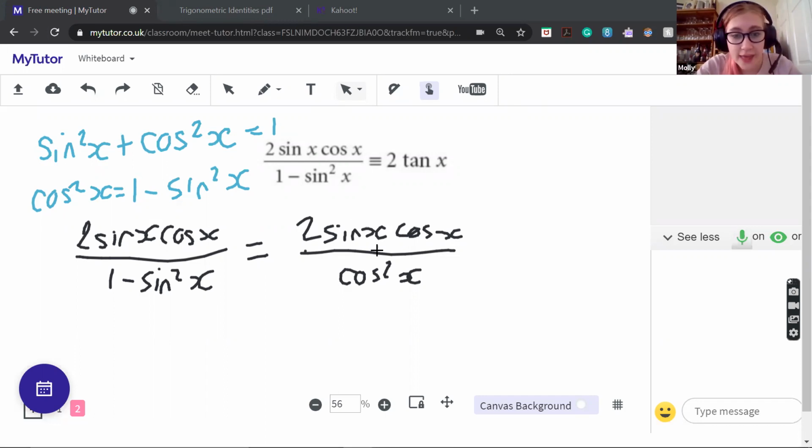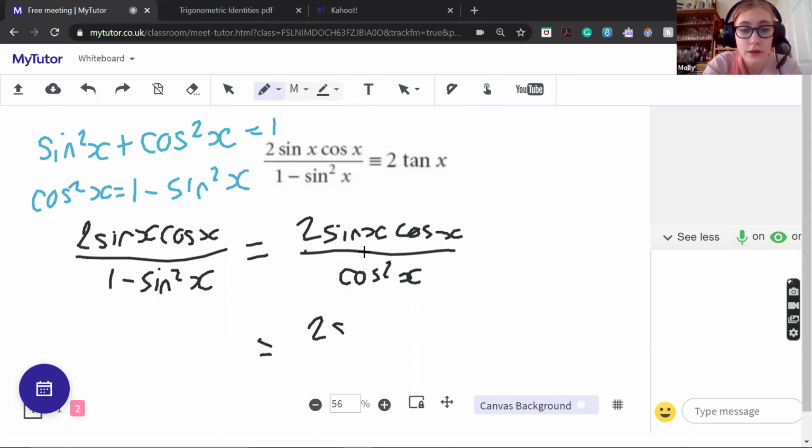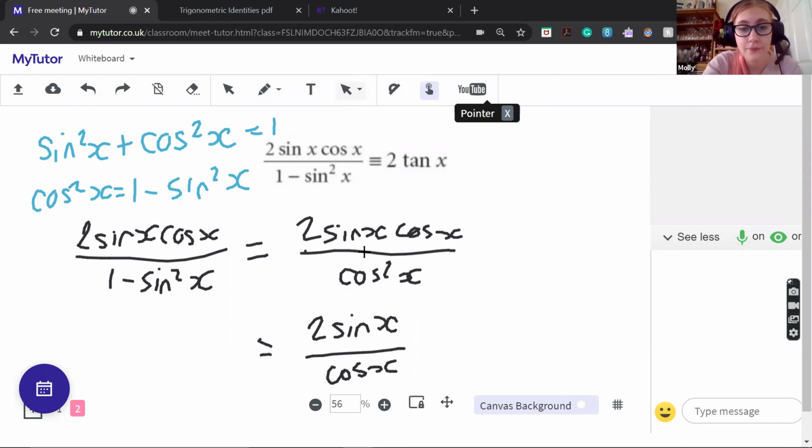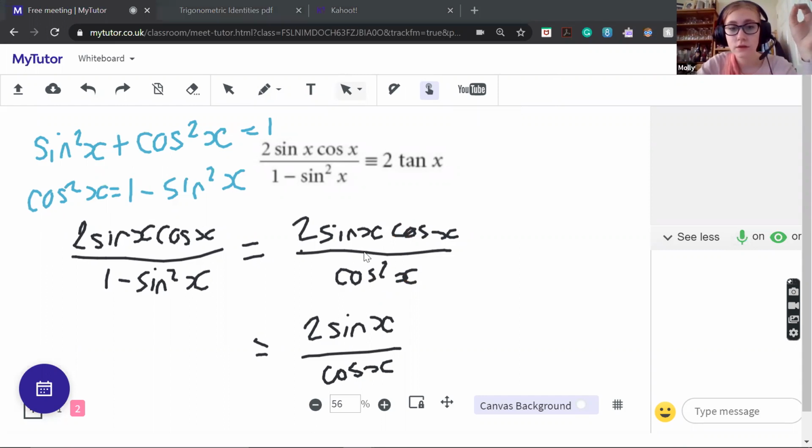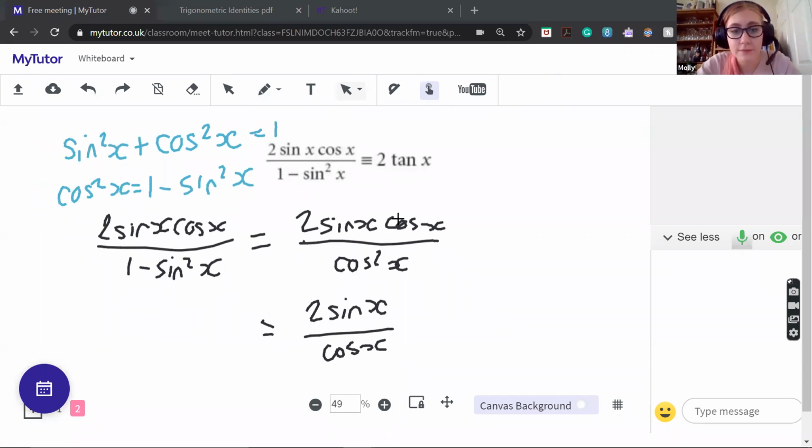So now that we've got this, remember that this cos squared x is the same thing as just cos x times cos x. So we can cancel a cos from the top and from the bottom. So we get 2 sine x over cos x. You see that? Because this is just cos x times cos x, we cancel a cos from the top and the bottom. Hopefully everybody understands that one. Cool. Now, can anybody see what we can use here?